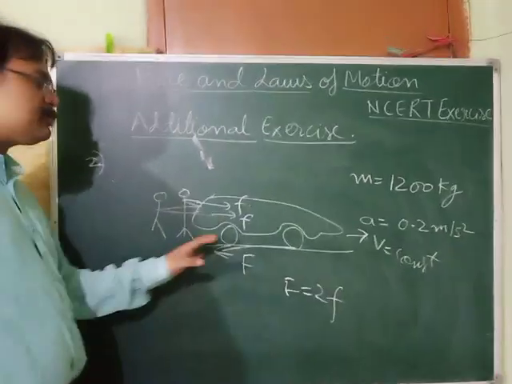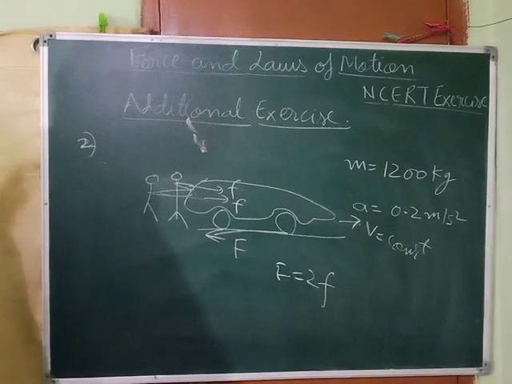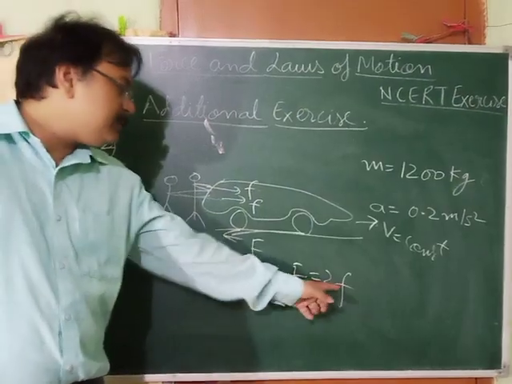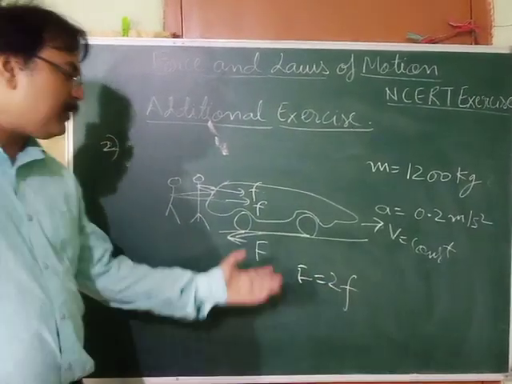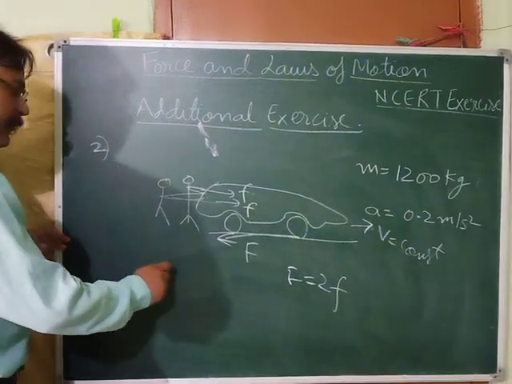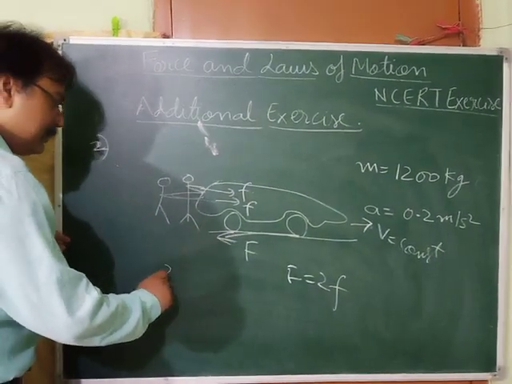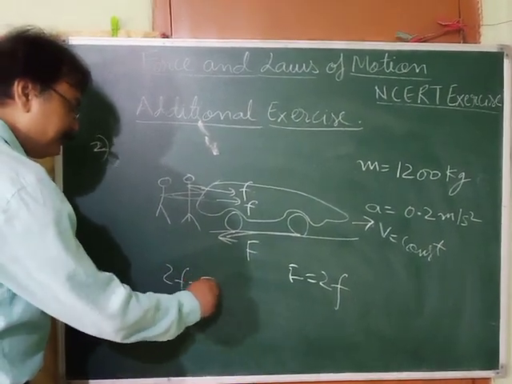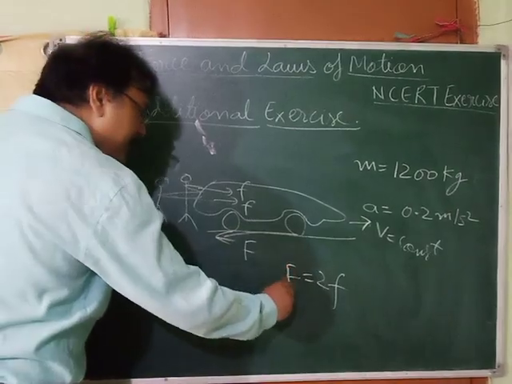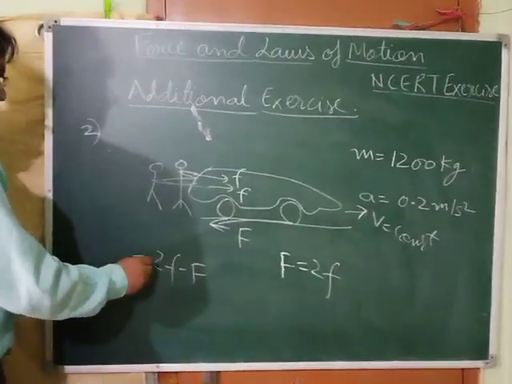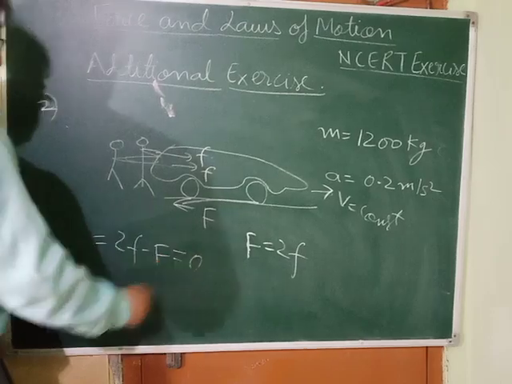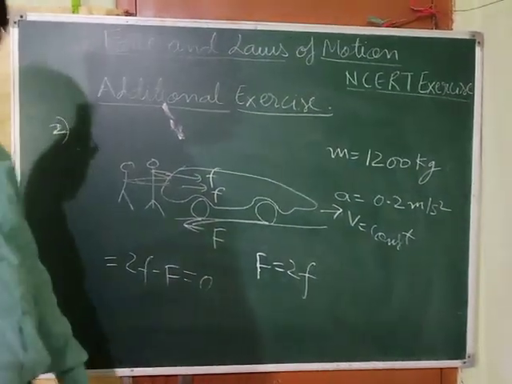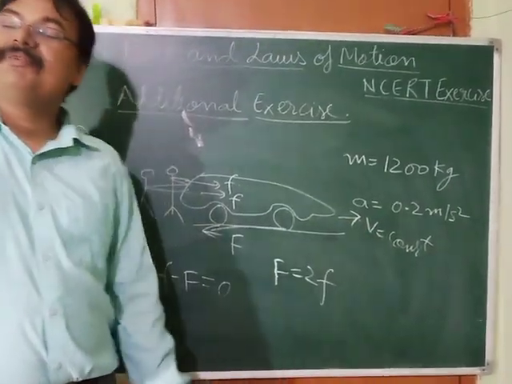Okay, and that's why this body is not accelerating, because see, if these two are equal, then what is the net force on the car? Net force will be 2f minus F, because this is opposing force, so that's why we will take negative. So this is the net force, and net force is how much? 0. So there is no acceleration. If there is no acceleration, then body will move with constant velocity.